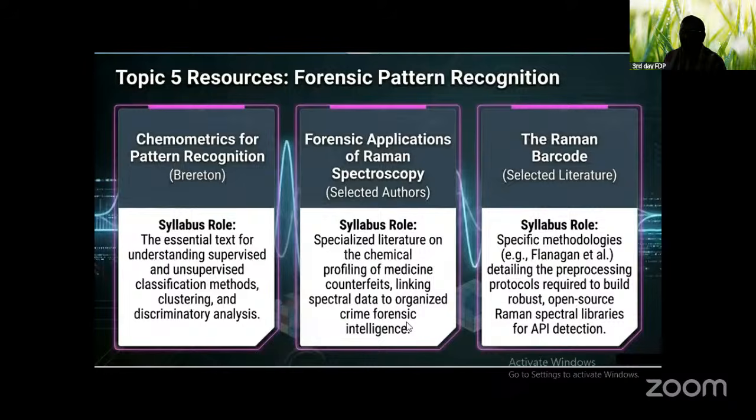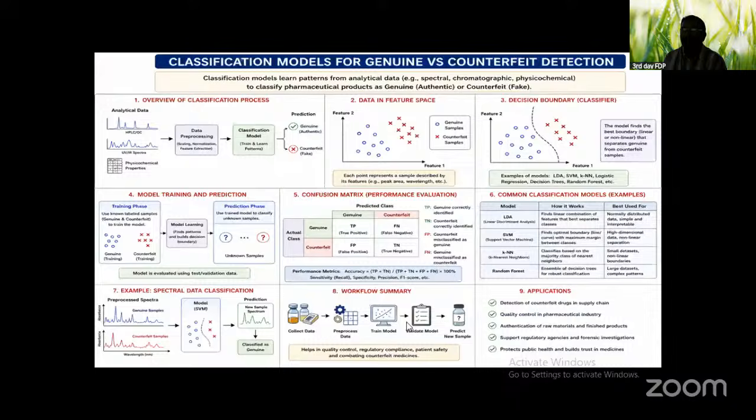The syllabus is available in the prescribed textbooks, one is Chemometrics for Pattern Recognition by Brereton, and Forensic Applications of Raman Spectroscopy by the other authors. It is a little bit difficult to obtain this textbook. The role of the syllabus mentioned here is specialized literature on the chemical profiling of medicine counterfeits, linking spectral data to organized crime forensic intelligence. Then the Raman barcode system should be identified from the selected literature, where you will get the practical exposure.